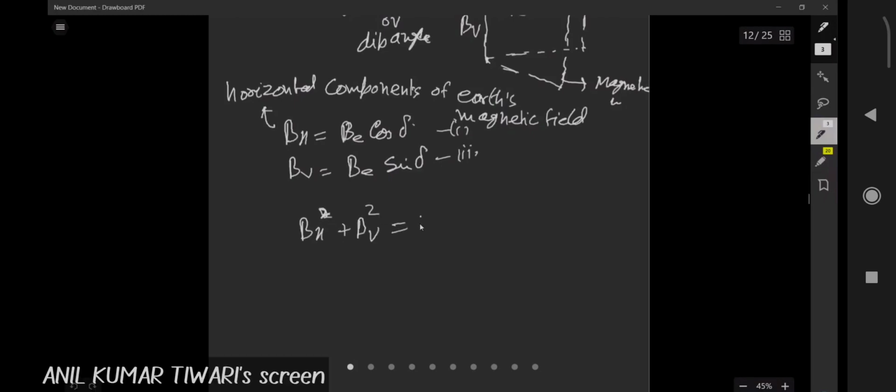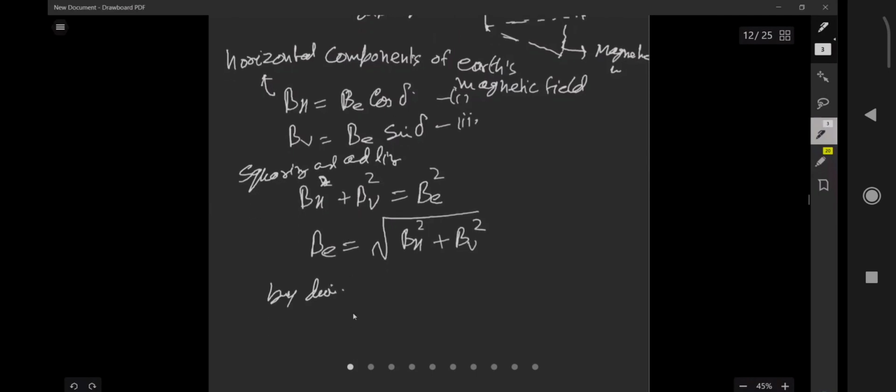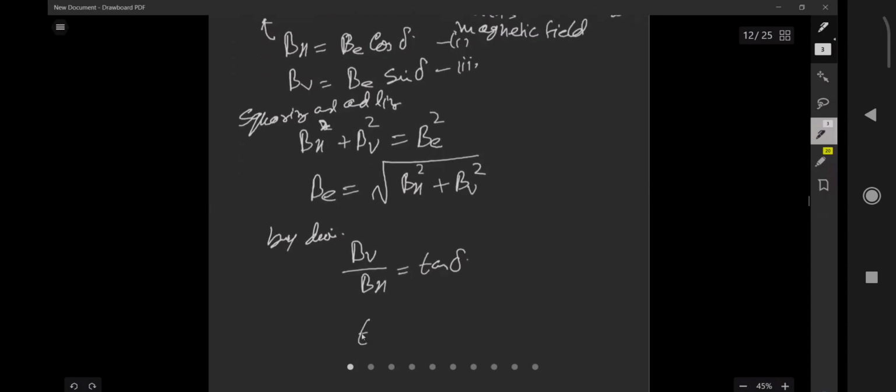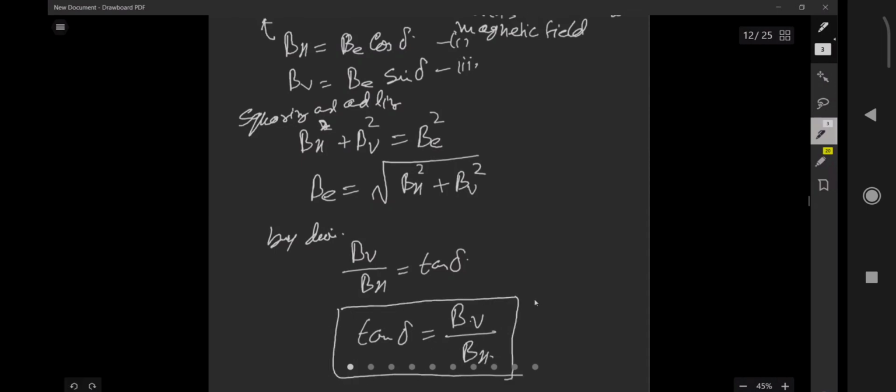Or we can say BE is equal to under root BH square plus BV square, by squaring and adding. If we divide, we will get BV by BH is equal to tan del. Del is the dip angle. And tan del is equal to BV by BH. Del is the true dip angle.